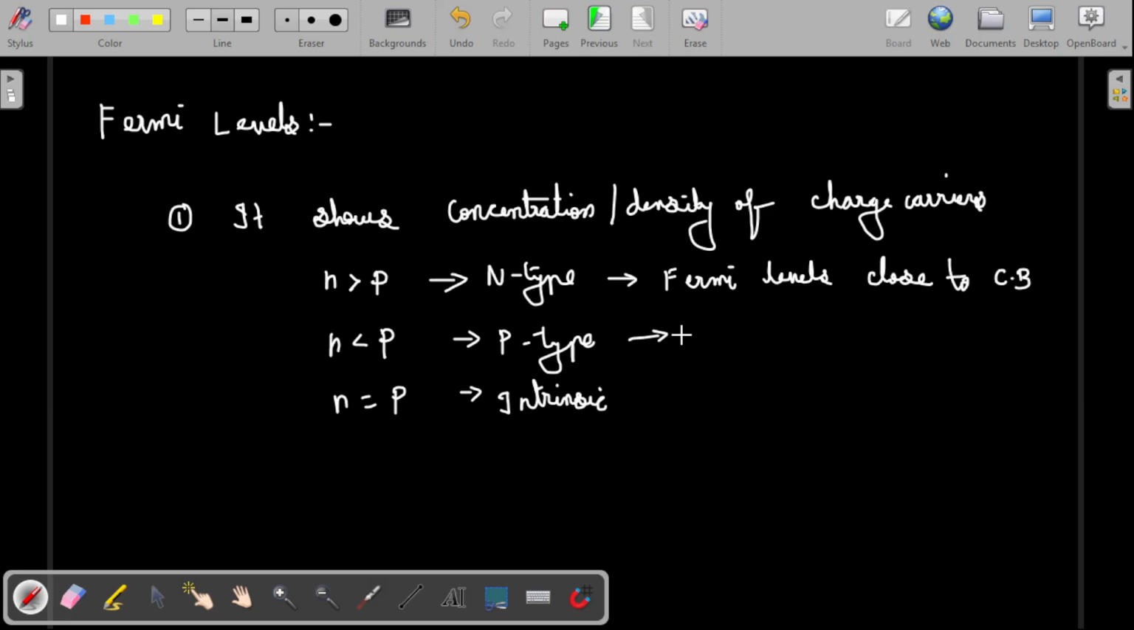In p type, what will happen? The Fermi level is close to the valence band, because it's p type, right? So a large number of holes will be available near the valence band. In the intrinsic case, nothing will happen at the center. There will be no change. It will be at the center of the energy band.